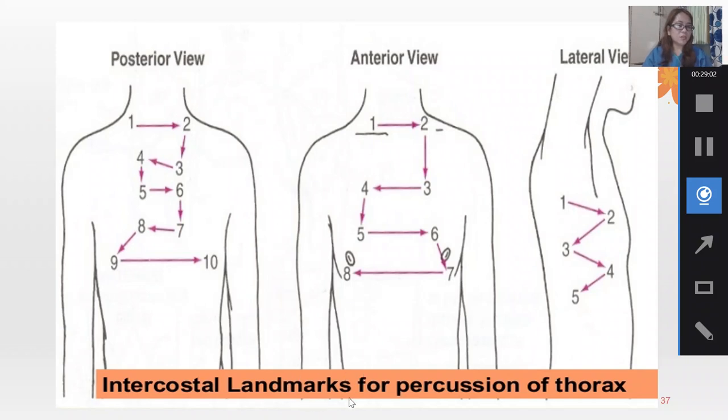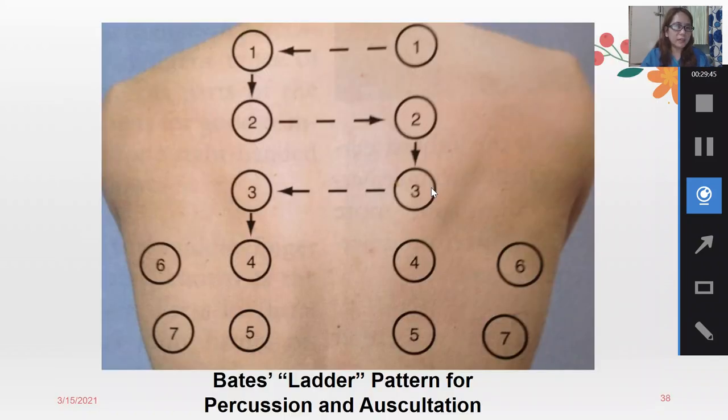Okay, so this is the intercostal landmarks for percussion of the thorax. Kapag naka-posterior ka, kung sa palpation sabay, ganyan, sa percussion, hindi. Kasi syempre, pang-percuss mo itong isa. So, you have to follow the numbers here. Okay, so practice nyo yan at home. 1, 2, 3, 4, 5, 6, 7, 8. Pag napansin nyo, hindi man siya sabay, same area pa rin, di ba? Halimbawa, dito sa 1, left, tapos dito naman sa taas, right. Okay, number 2, left and right. So, you percuss all areas.